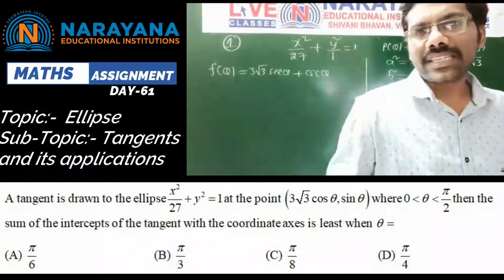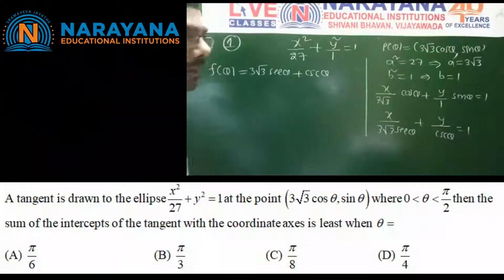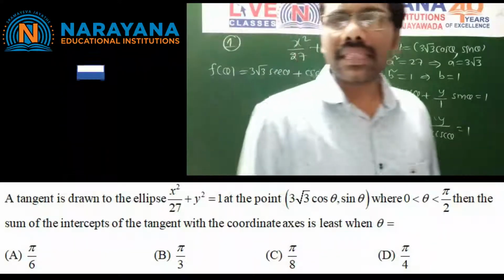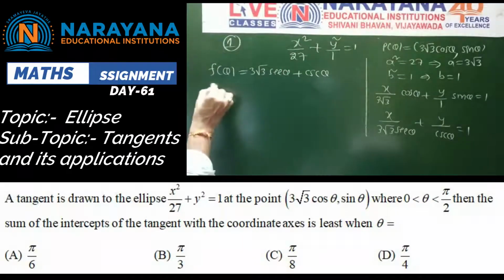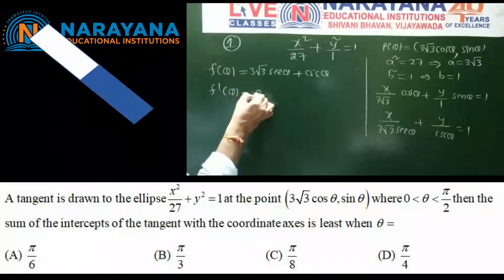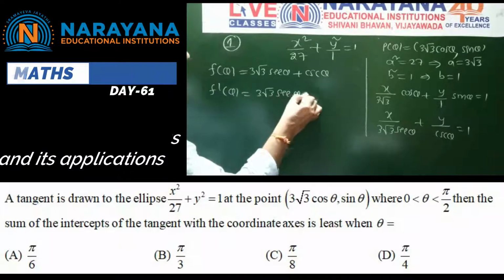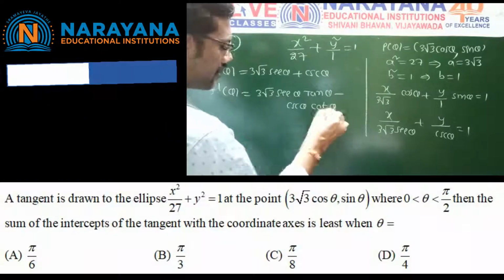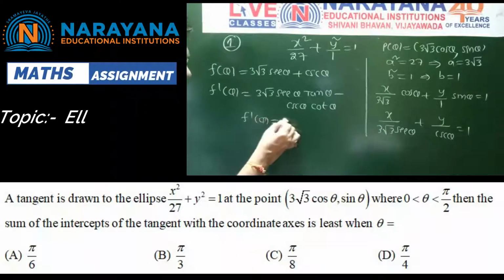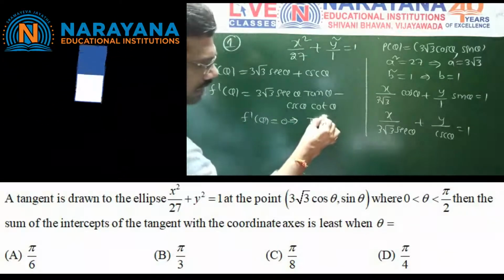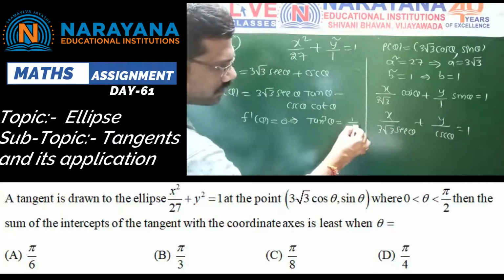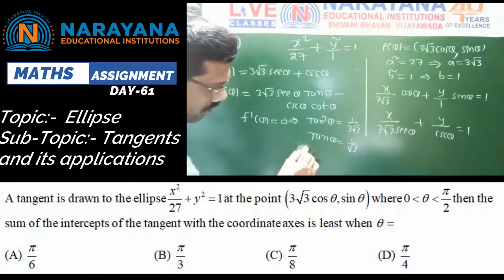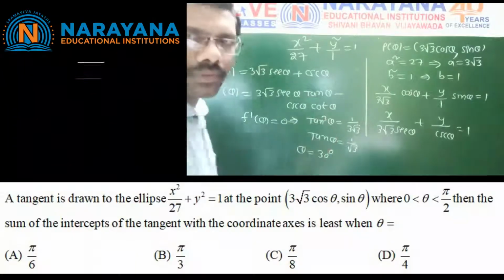So when will this function become least? First you have to apply maxima and minima. The necessary condition for maxima and minima is that the first derivative is 0. f dash of theta is equal to 3 root 3 into the derivative of secant theta, secant theta tan theta, plus the derivative of cosecant theta, minus cosecant theta cot theta. So f dash of theta is equal to 0 gives tan cube theta is equal to 1 by 3 root 3. Therefore tan theta is equal to 1 by root 3, and theta is equal to 30 degrees.